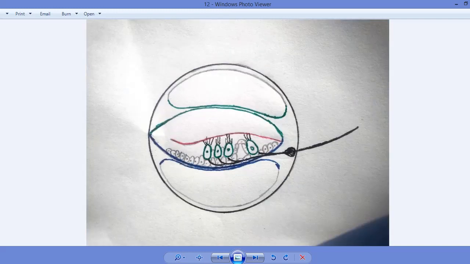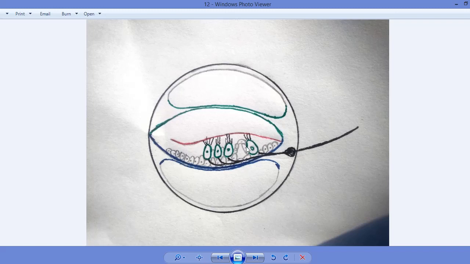One more thing very important: inside this cochlear duct, this organ-like structure is called the organ of Corti. This organ of Corti contains the tectorial membrane, the hair cells, the supporting cells, and the nerve terminals. This organ of Corti contains the inner hair cell and the outer hair cell.